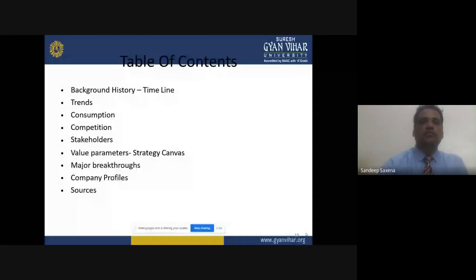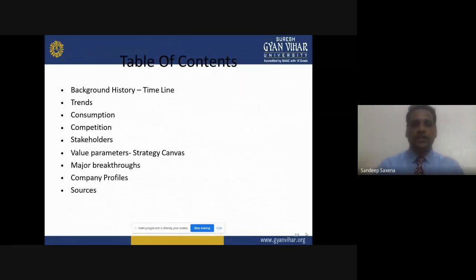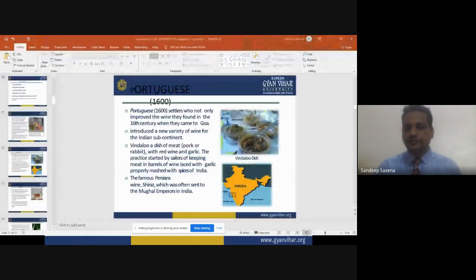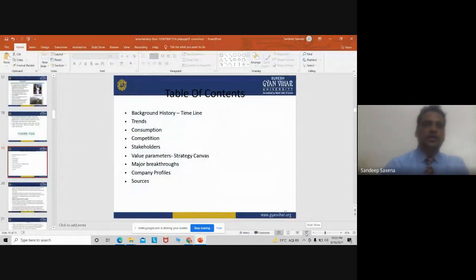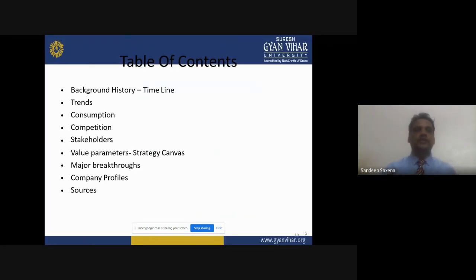Now, Nasik, we're talking about the wine capital of India, the Indian wine industry, some factors, and the problems in front of the Indian wine industry. Now we discuss the wine industry. The table of contents for discussing this wine industry: the background, history, timeline, trends, consumption, competition, stakeholders, value parameters, some policies, major breakthroughs, company profile, sources, and many more.